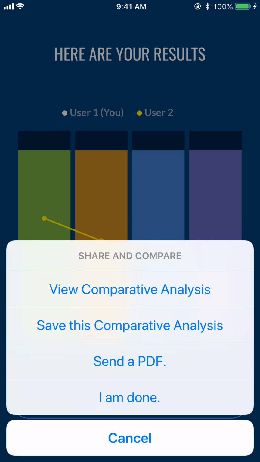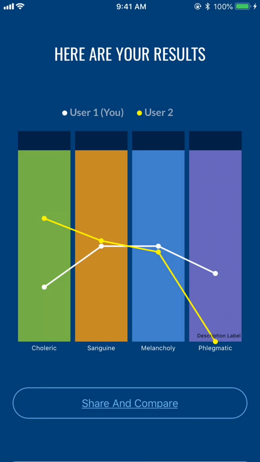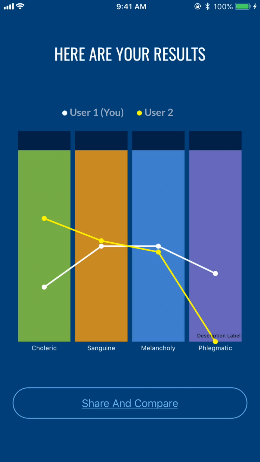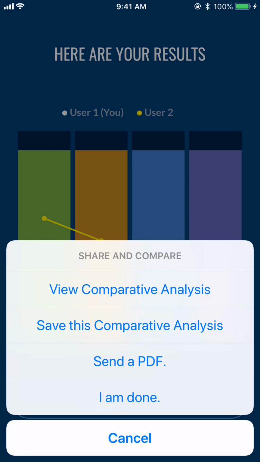Now I can do some things. I can see what it means. So I can go here, and now the summary. And it'll say, for example, our analysis reveals a variance between the two scores by approximately 35%. That's a lot. And I can go on and read this if I want. I've read it a few times. I don't need to. If this is your first time with a comparative analysis, you'll probably read it in some detail.